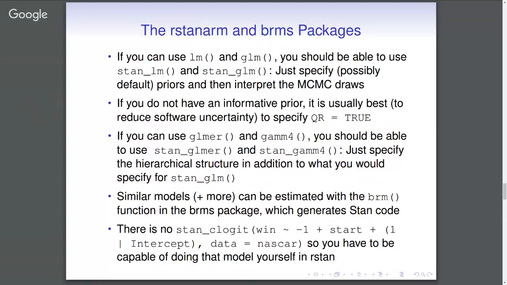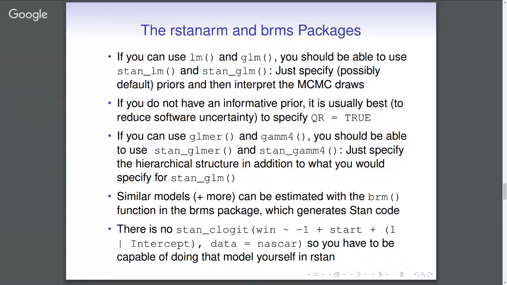Extending from that, if you can use the glmer function in the lme4 package or the gamm4 function in the gamm4 package, you ought to be able to use stan_glmer, stan_gamm4. You're going to have to specify the hierarchical structure in addition to what you specify for stan_glm. In the case of gamm4, you also have to specify which variables are related to the outcome or the predictor through a nonlinear smooth spline function. But that's just a relatively small step.